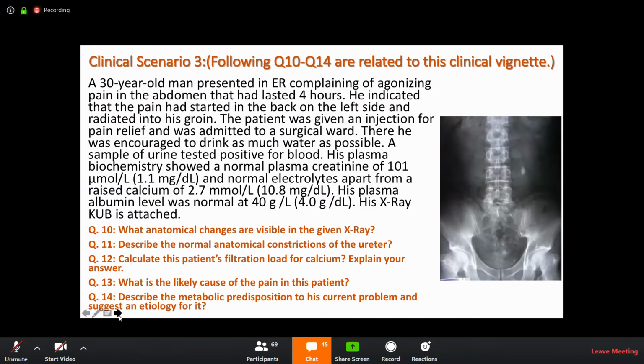So to summarize very quickly, the calcium is divided into two forms, the bound calcium and the free calcium. And you need to figure out how much is the free calcium. Take that proportion, multiply it by 10.8, okay? And then take that value, multiply it by 125, that will give you the filtration load for the calcium.